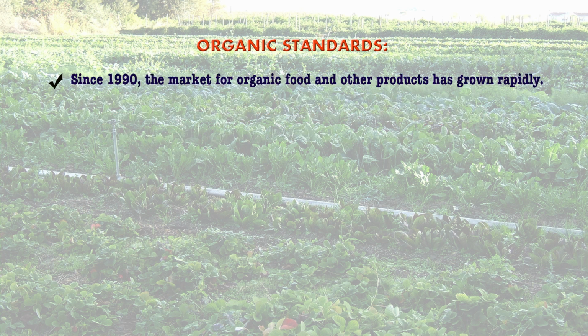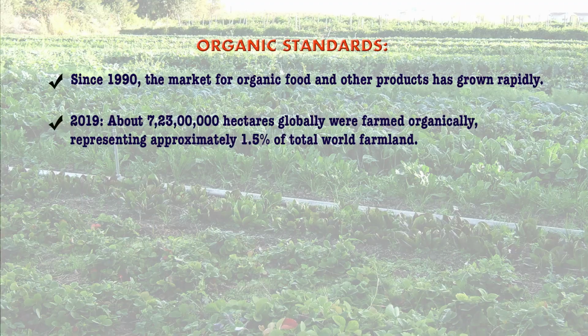Now since the year 1990, the market for organic food and other products has grown rapidly. So we find a large amount of organic products. It can be organic honey, it can be organic food and the pulses that are available. You have seen that these products are now on the rise in the markets, on the shelves. Now in the year 2019, almost 7 crore 23 lakh hectares globally were farmed organically. This is actually a good number, and it represents 1.5% of the total world farmland.